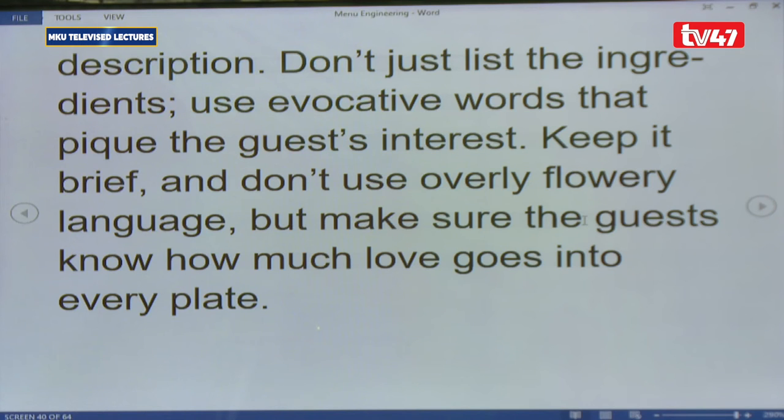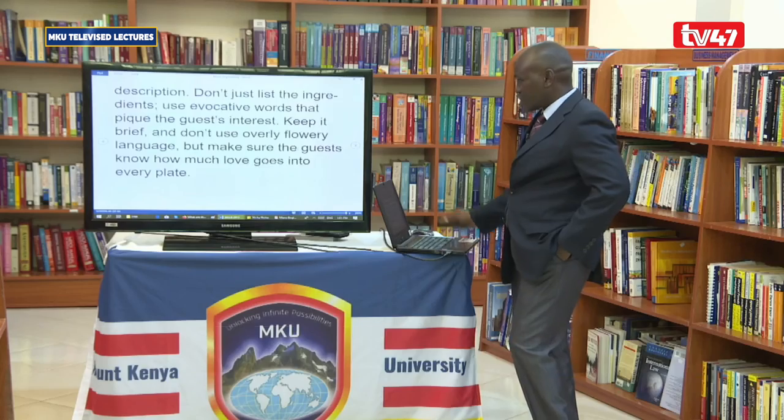So don't just list the ingredients. Use evocative words that will pique the guest's interest. But of course, keep it brief, and don't use overly flowery language. But you need to make sure that the guests know how much love goes into every single plate. In other words, color your plates with love messages.